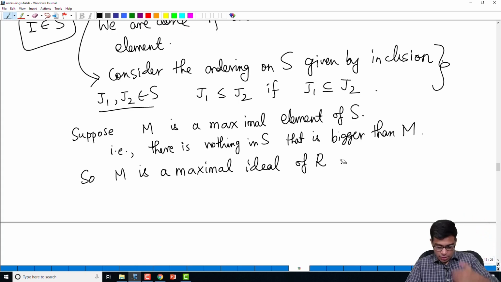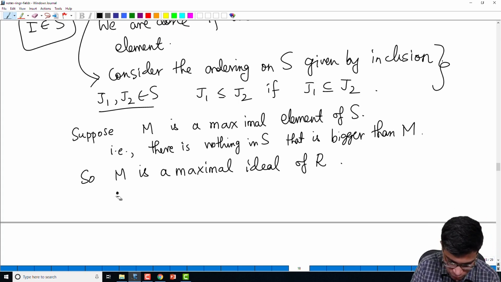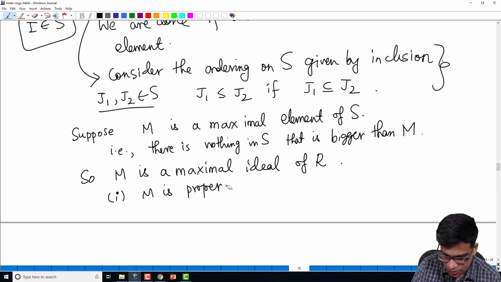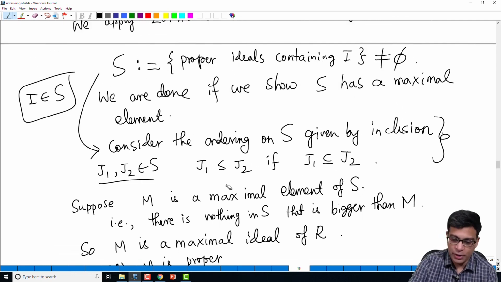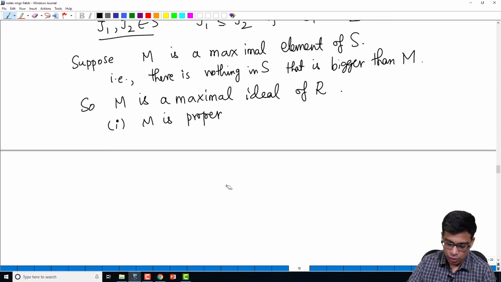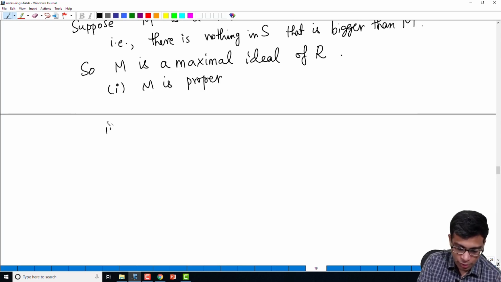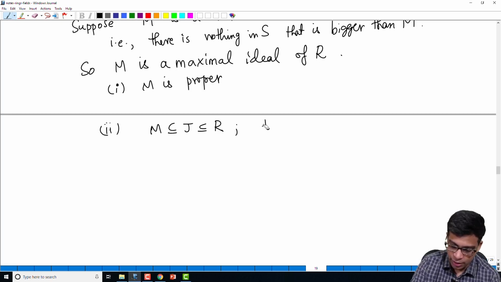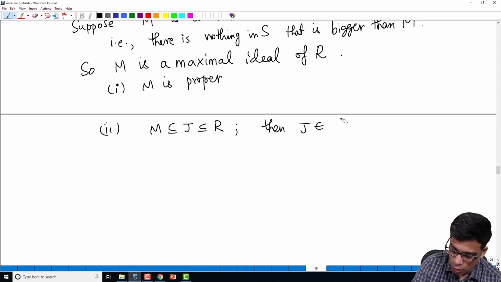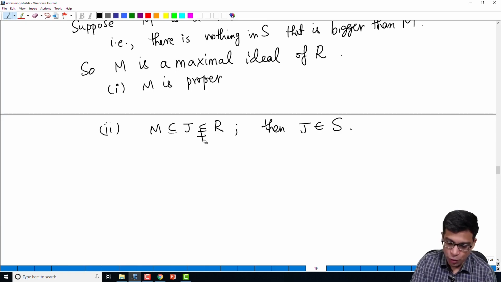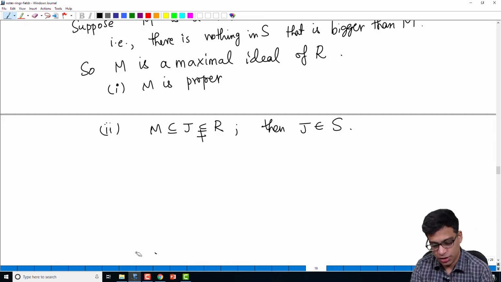Why is this? Because first of all, M is proper, right? That is clear because M belongs to S, and S, remember, is the set of proper ideals that contain I. So it is proper. So suppose M is contained in J and J is contained in R. Then remember, J is also in S. So suppose J is not equal to R, we will show that J is equal to M.